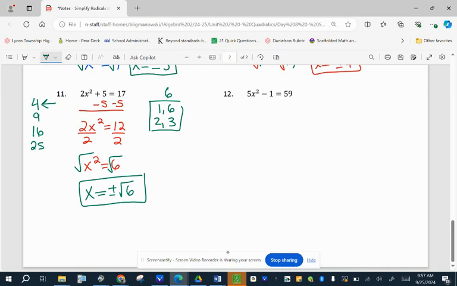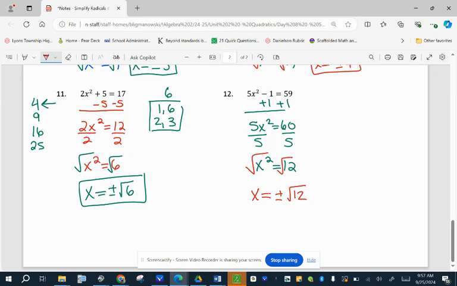Let's try that same idea on 12. So let's get the x squared alone. Divide by the number in front of the x squared. Then I'm going to take the square root of both sides. And so x is going to equal plus or minus square root of 12. Because again, 12 is not a perfect square.